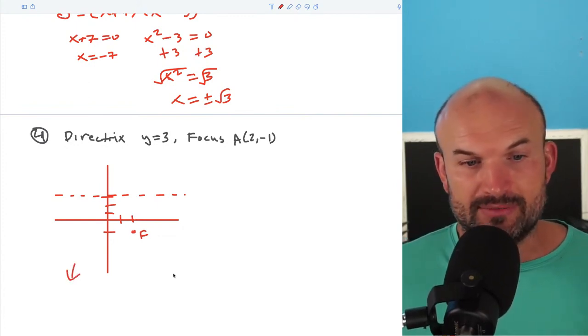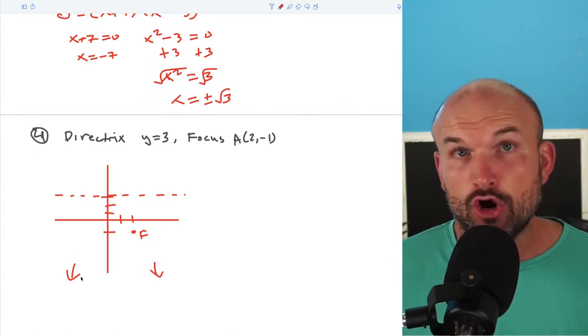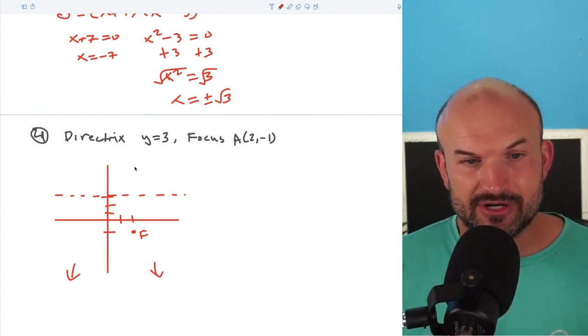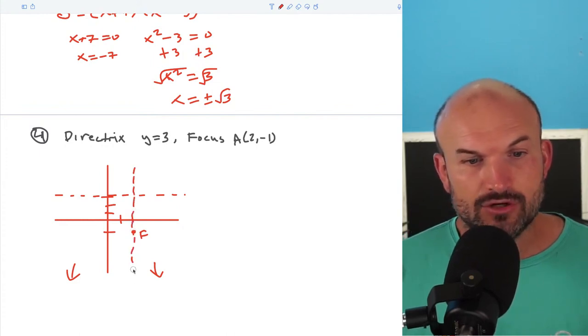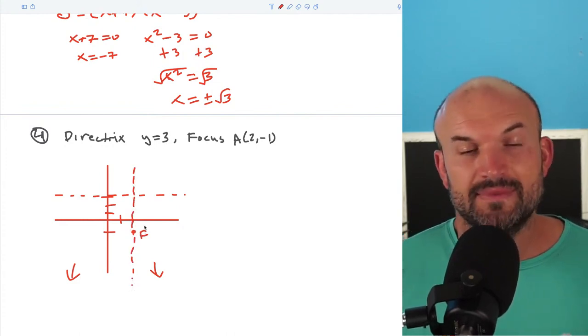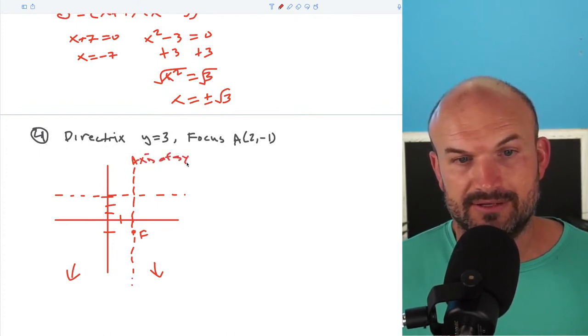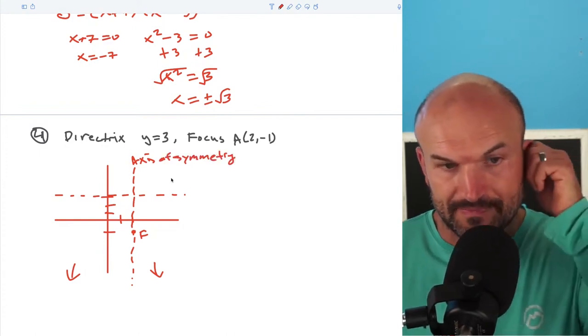So I know my parabola is going to open up something like this. It's going to open downward. That's very important to recognize because remember your axis of symmetry always goes through your focus, okay? And it's perpendicular to your directrix. So this is your axis of symmetry. I can't write because my computer is not happy. Okay, so that's your axis of symmetry.